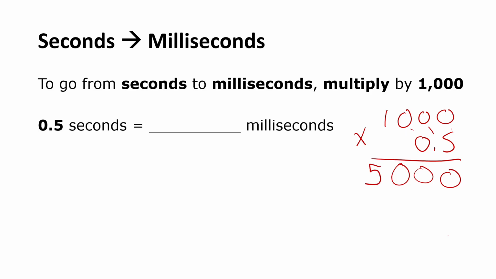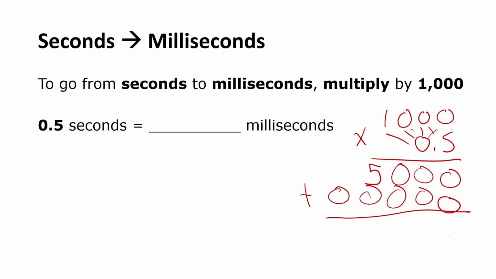Then we're going to resolve the 0, so we add our first 0. 0 times 0 is 0, 0 times 0 is 0, 0 times 0 is 0, 0 times 1 is 0. Add all of this together. So that's going to be 5,000. But we have the decimal point here, so we have to resolve that decimal point, which means we move it over 1. So our answer is 500 milliseconds.